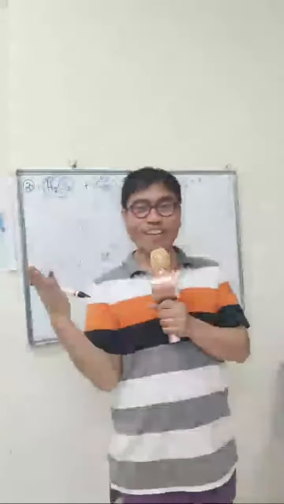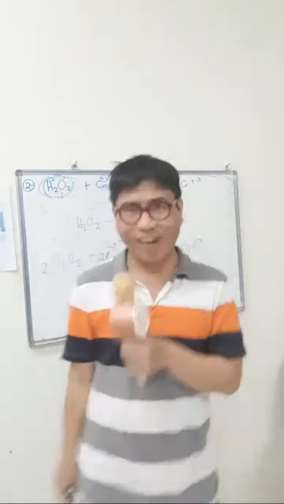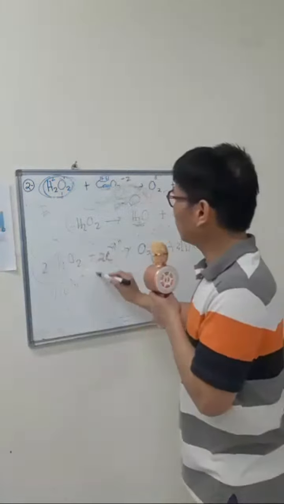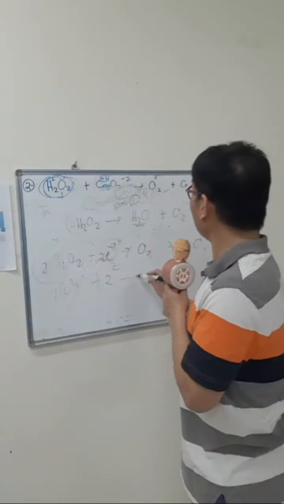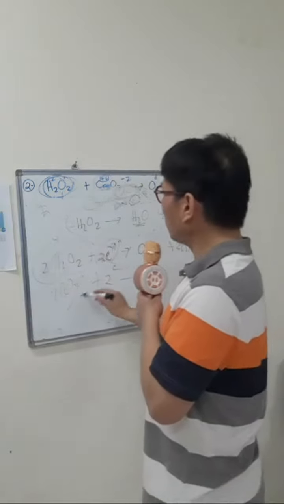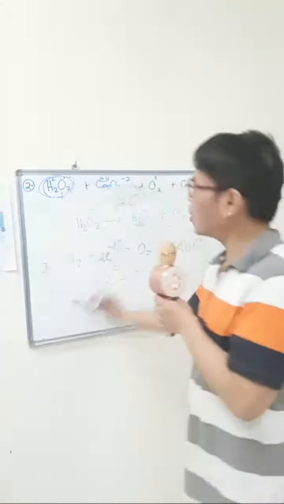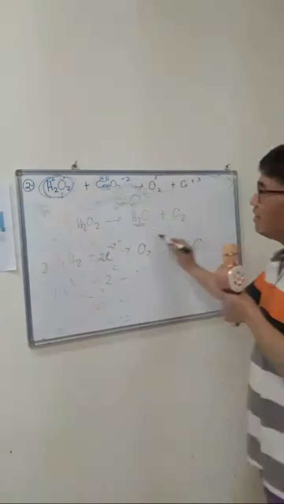So, charge: 2 times 0 is also 0. Then 2 electrons, so 2 minus 2 is 0. 0 times 0, 0. It's balanced. That's how it is, guys.